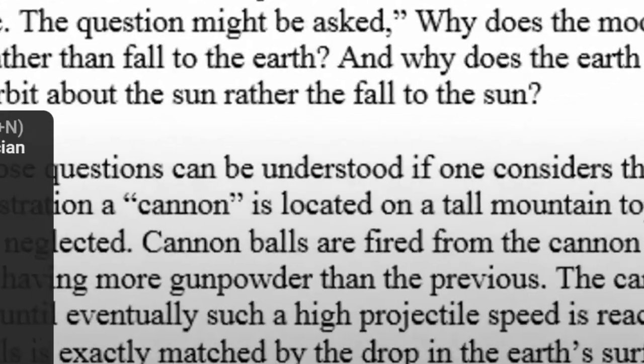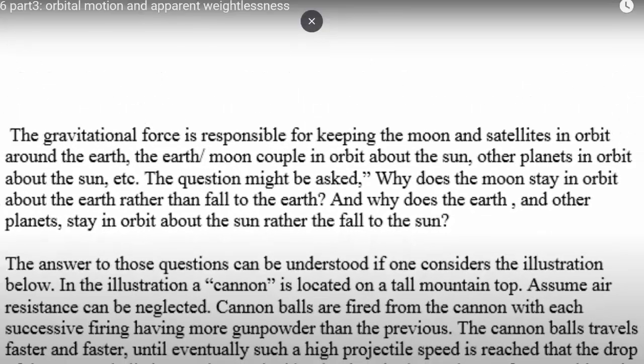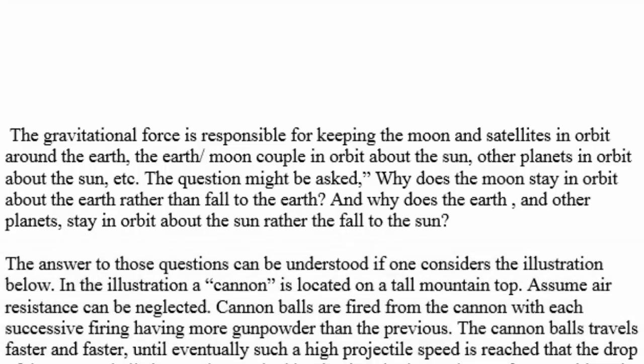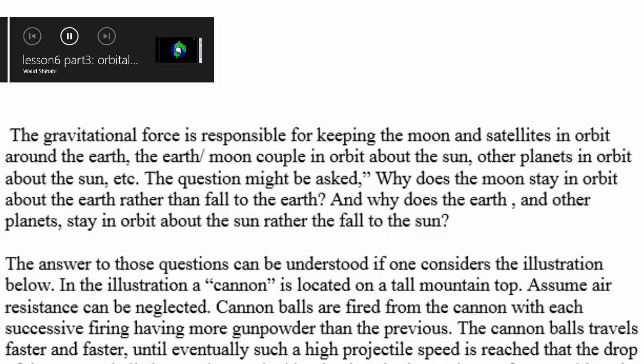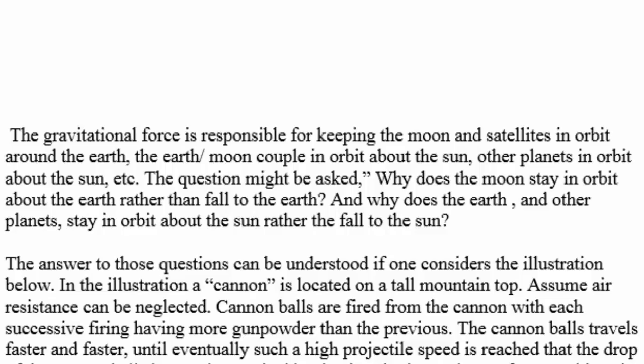Hello everyone, in this video we'll talk about lesson number 6 part 3, which will be over the orbital motion and the concept of centripetal force. And this will explain to us why the moon revolving around the earth does not fall toward the earth, why satellites and space stations do not fall, and also why planets around the sun do not fall into the sun, although there is gravity in all those cases that pull those planets toward the sun, that pull the moon toward the earth, and also that pull artificial satellites toward the earth.